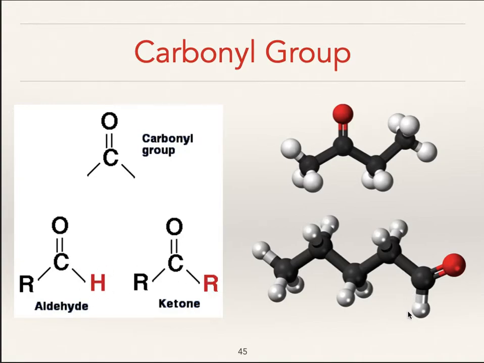So here's the aldehyde on the bottom. You can see that the functional group has to come on the end of the molecule. You've got this long chain coming off the other side. And then here's the ketone, where you've got something on either side of it. And the result of that is that the properties of ketones are different from the properties of aldehydes.